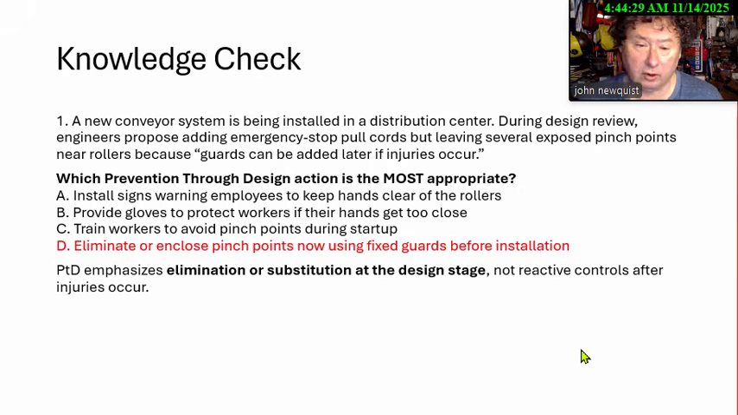And the answer is engineering controls. In our hierarchy of controls, it is our best example. Here we're going to talk about prevention through design, but we're actually using the hierarchy of controls to choose the best answer. And again, it emphasizes elimination and substitution at the design stage, not reactive after an accident.